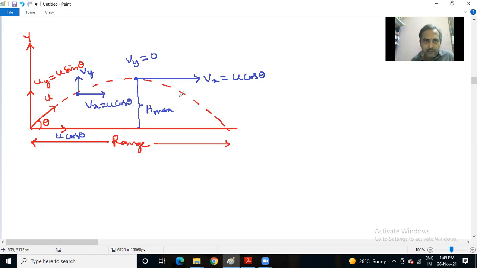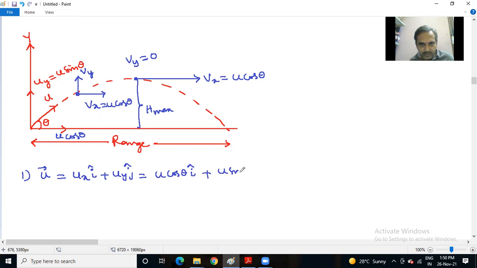Now the first question is, what is the vector form of initial velocity? It is ux i cap plus uy j cap. So ux is u cos theta i cap, plus u sin theta j cap. So this is the first equation.